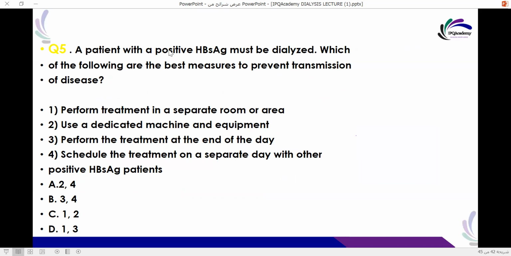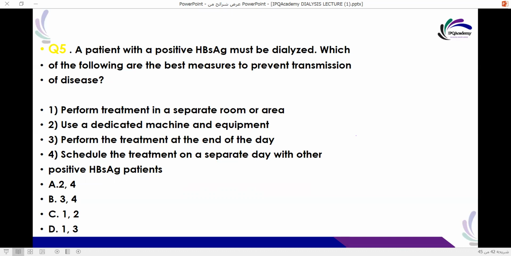A patient with positive hepatitis B antigen must be dialyzed. Which of the following are the best measures to prevent the transmission? Here I have a hepatitis B positive patient. So what will I do? Perform the treatment in a separate room or area. Use dedicated machine and equipment. Both these answers are right.